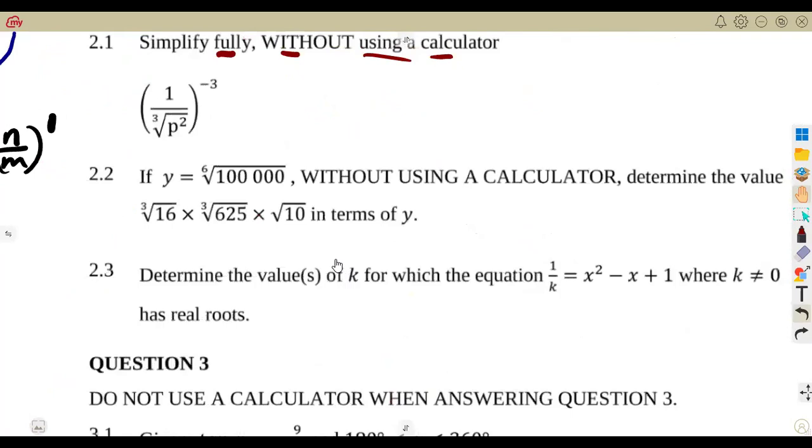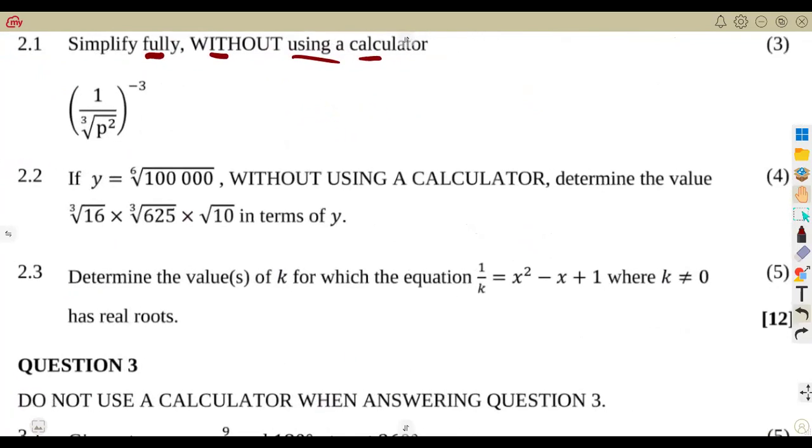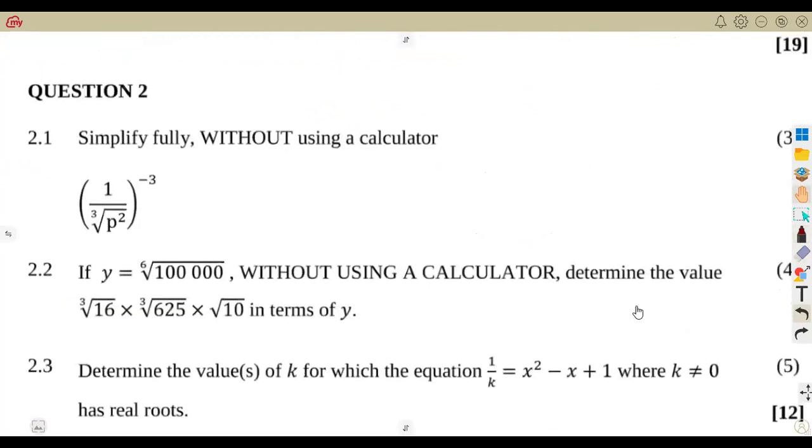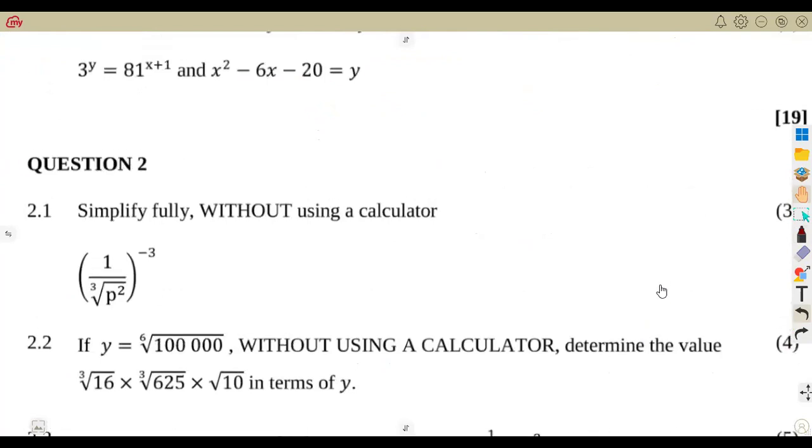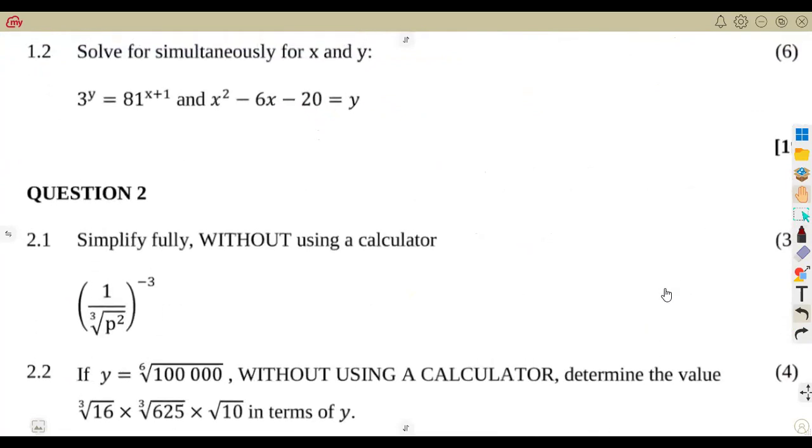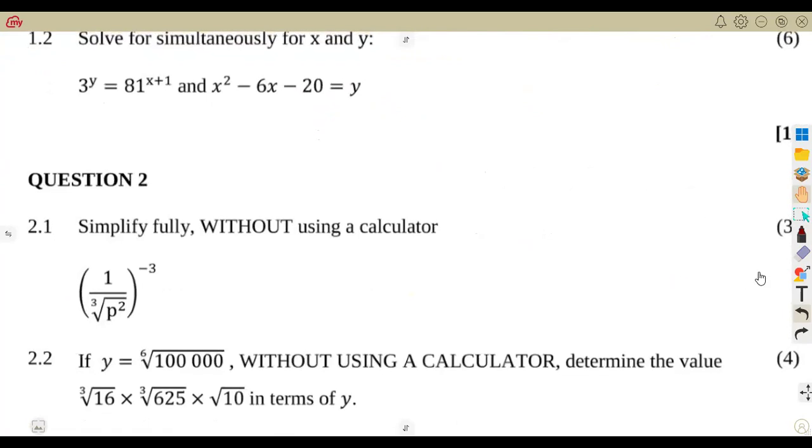On question number 2, again, still on question number 2, but this is 2.2. This was something else, guys. I'm just going to try to see if I'm going to use this space so that we see the question and where it is going. If you are to consider 2.2, we are given that y is equal to the 6th root of 100,000. Without using a calculator, determine the value of this in terms of y. Our answer is supposed to carry y.